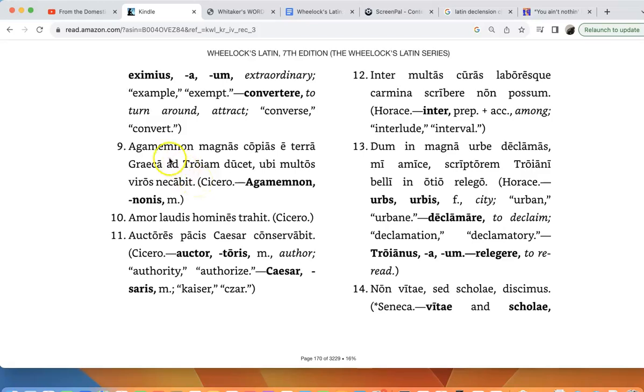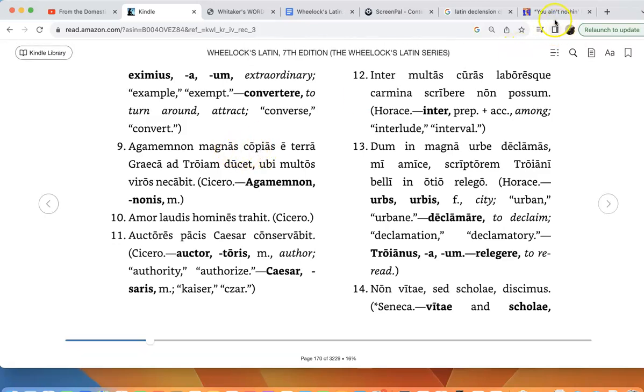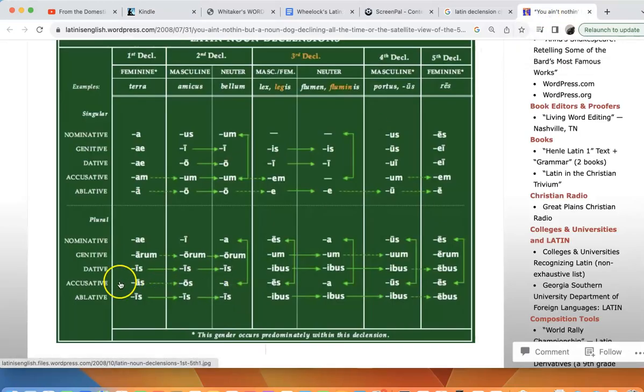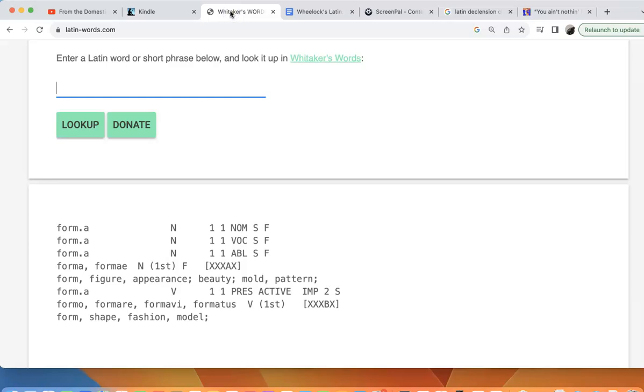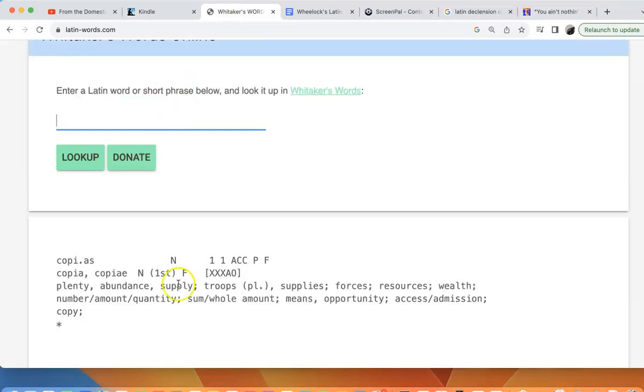Okay. So let's try to explain this here. So Agamemnon, we just explained that Greek leader. And then magnas copias, that is the direct object. That is first declension accusative plural. So magnas copias, again, if you're not sure about the vocab, you can look words up, which I'm doing here as an example. And it means troops in this context. That is one of the challenges with the Wheelock's, is the context.